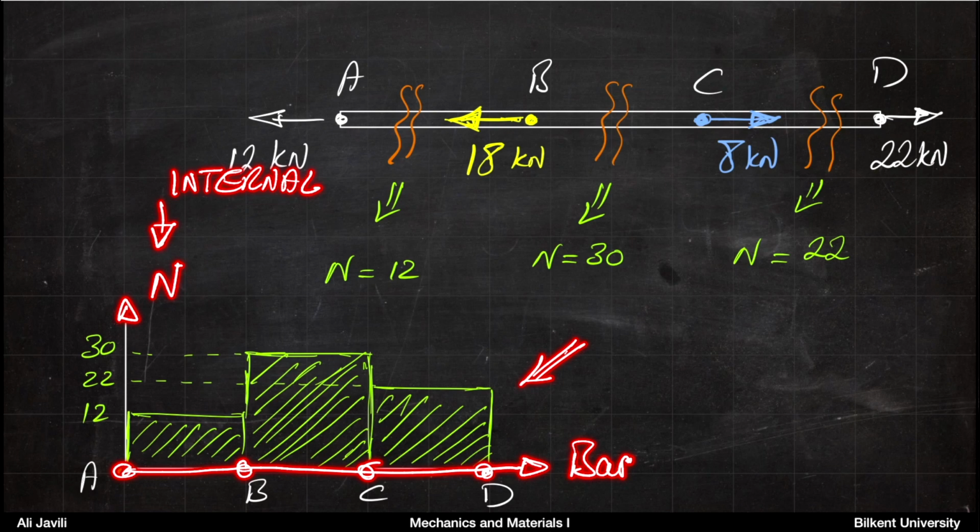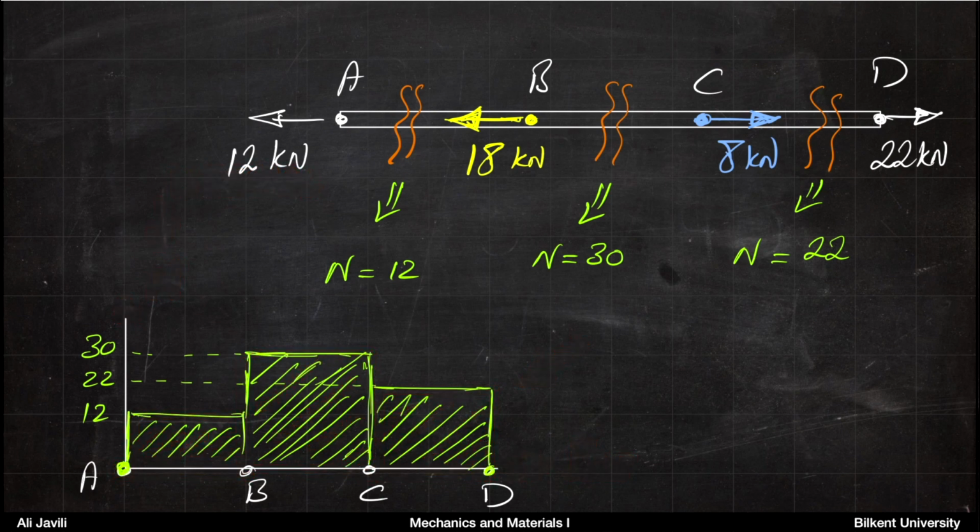So if you do that, you can see that from A to B, the internal force is 12. From B to C, the internal force is 30. From C to D, the internal force is 22. So obviously, the maximum internal force would be between B and C.